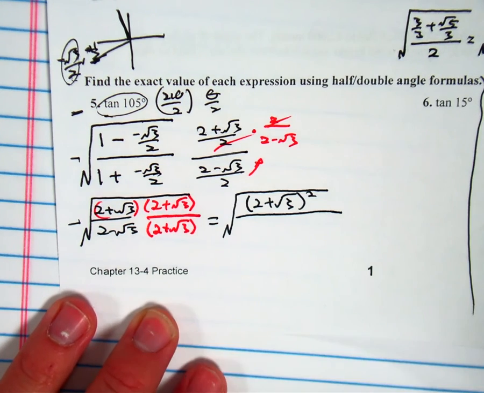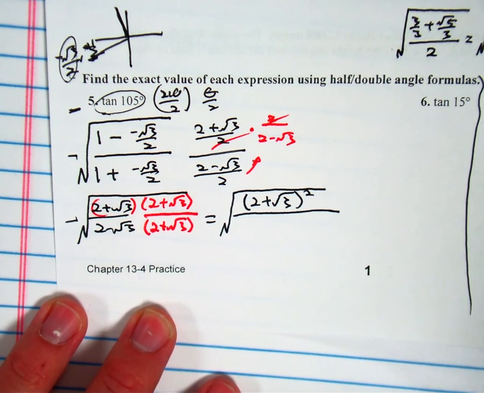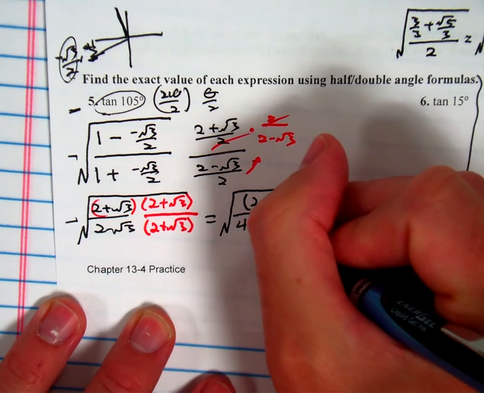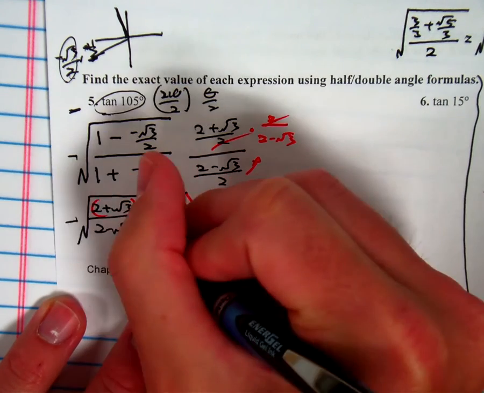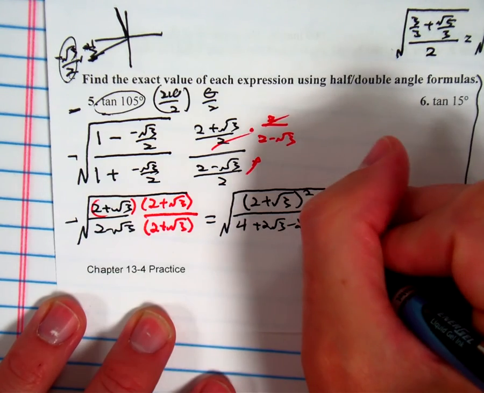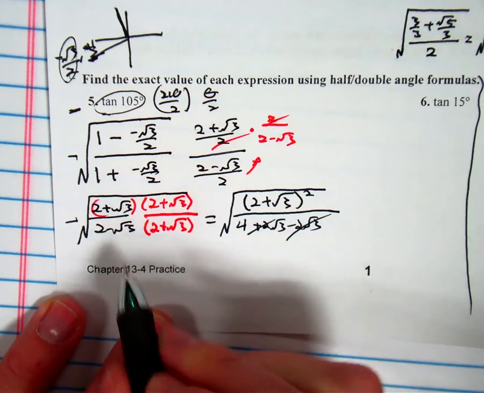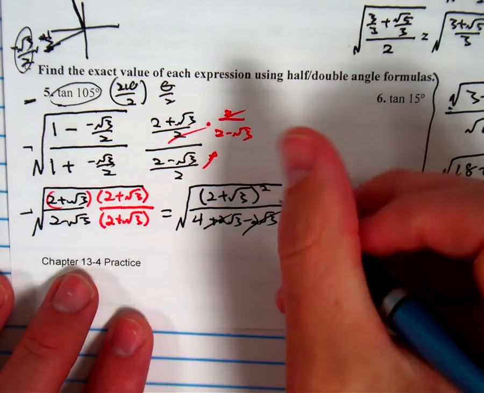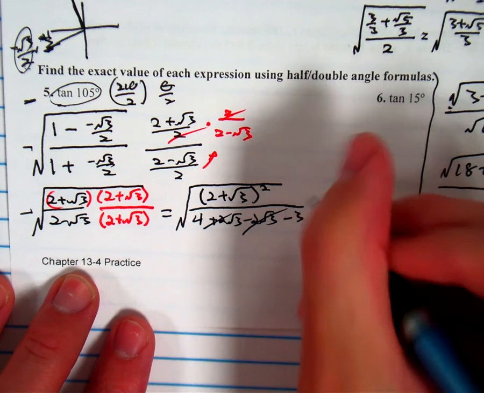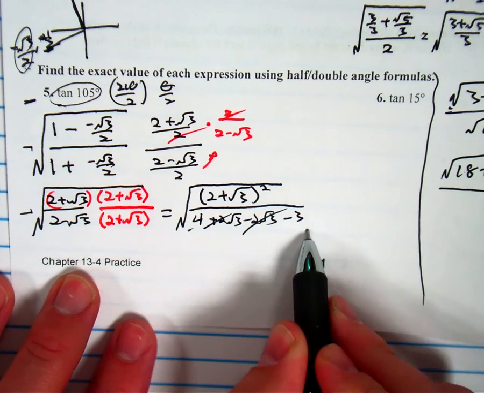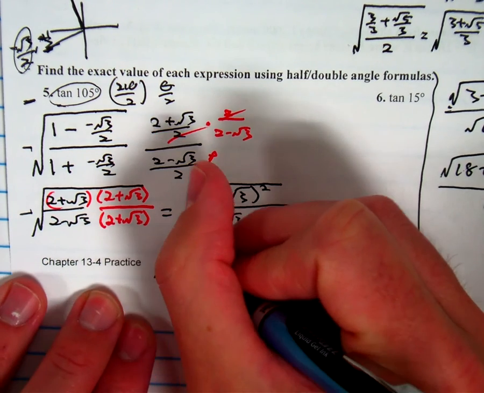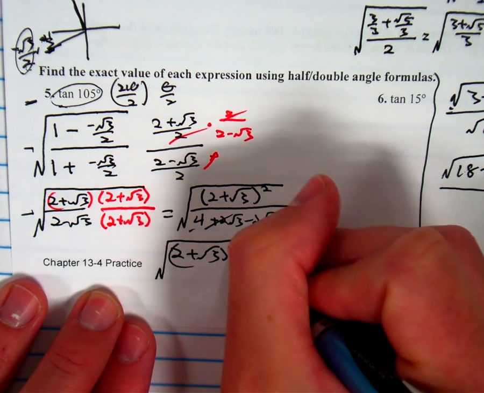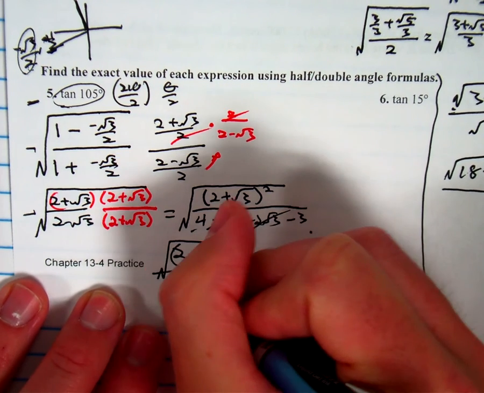Okay, across the bottom, 2 times 2 is 4, plus 2 radical 3, minus 2 radical 3, perfect. Negative radical 3 times positive radical 3 is going to be a minus 3. And 4 minus 3 is 1. So we got 2 plus radical 3 squared, square root, over square root of 1.